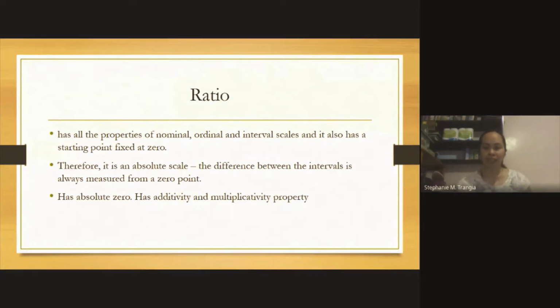So, it is the same as length. Imagine 20 centimeters plus 20 centimeters equals 40 centimeters. Check. That's additivity. But when you say 40 centimeters is twice as long as 20 centimeters, check. That's multiplicativity. Okay? And it has absolute zero. So when you say zero, you really do not exist. So that is the ratio scale.